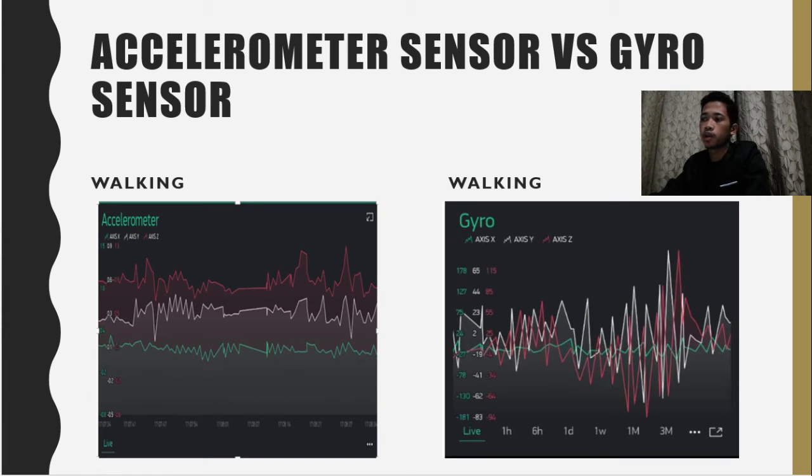In this part, I will explain about the accelerometer sensor versus the gyro sensor while the user is walking. The left picture shows the accelerometer data while the user is walking. It clearly shows the x-axis in red lines, the y-axis in white lines, and the z-axis in green lines. Compared to the gyro sensor data, the accelerometer sensor gives more stable data. In the gyro sensor data, we can see that there is a spike-shaped graph. Logically, the hand movement when walking is not so fast. According to the gyro sensor data, it might be confused between walking or doing repetitive movement.